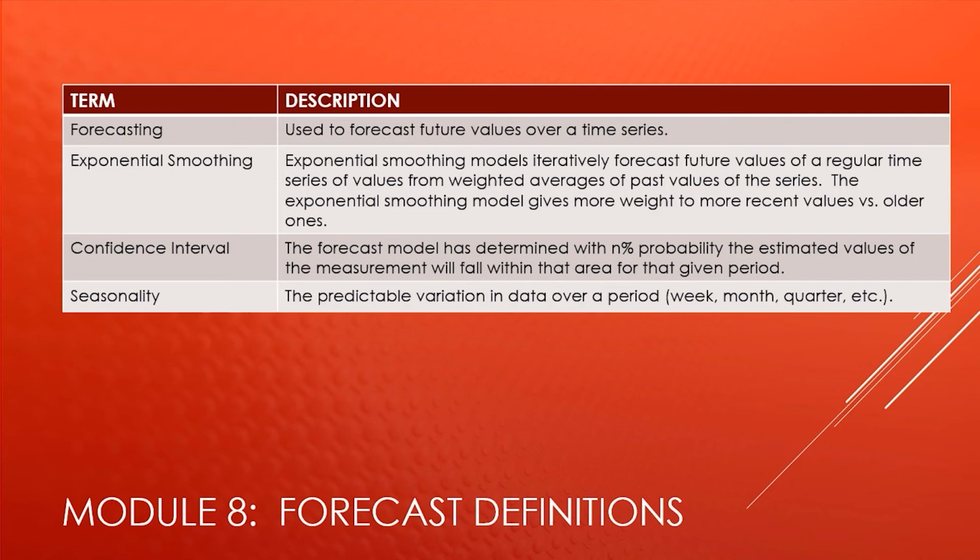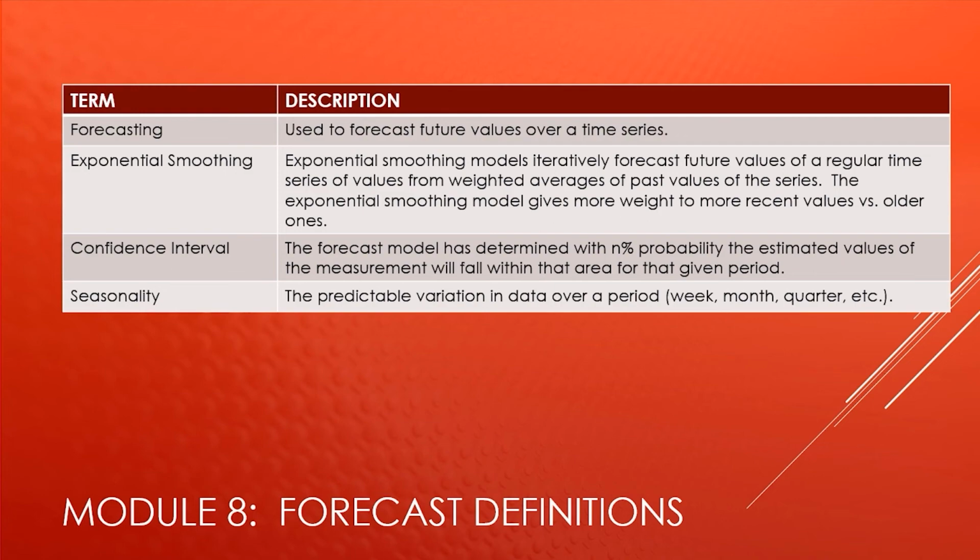And the model that's used in Tableau is exponential smoothing for forecasting. So that means that the models iteratively forecast future values of a regular time series of values from weighted averages of past values of the series. The exponential smoothing model gives more weight to more recent values versus older ones in your data set. You'll see two other terms, confidence interval and seasonality.